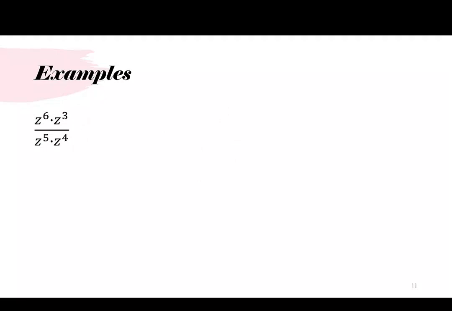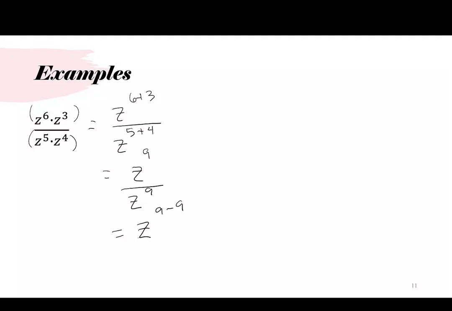One more, just like that. z to the 6th times z cubed over z to the 5th times z to the 4th. So 6 plus 3 in the numerator, 5 plus 4 in the denominator. So the numerator is z to the 9th. The denominator is also z to the 9th. So this time, I could go ahead and subtract, right? Let's say we are consistent and keep doing our rules. 9 minus 9, which is z to the 0. And we said z to the 0 would be 1. Now you could have also noticed that this is z to the 9th over z to the 9th, and you could say that's 1 right there, but I wanted to show you also that I had the 0 exponent, and that's why it becomes 1.